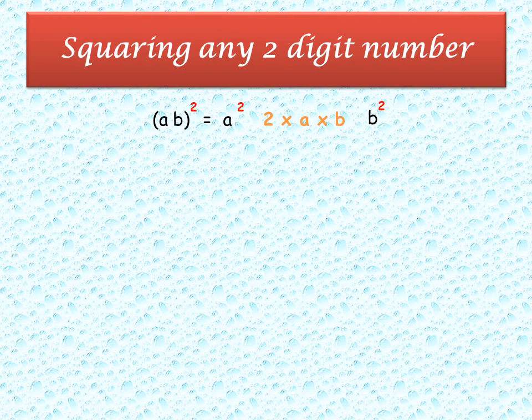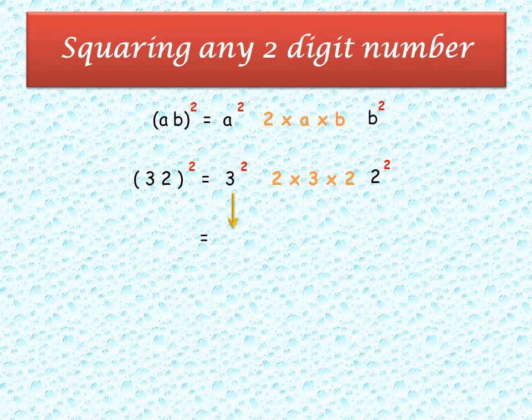So we'll better understand this with an example. Let us see the example 32 square. So here A is 3 and B is 2. So we have to write A square, that is 3 square here, and 2 into 3 into 2, and B square is 2 square. So here we'll simplify this in order to get our answer.